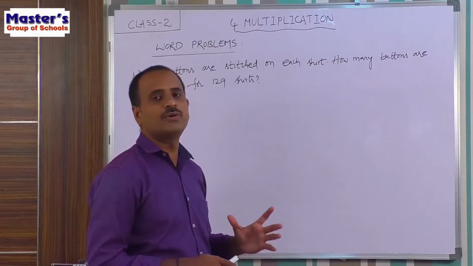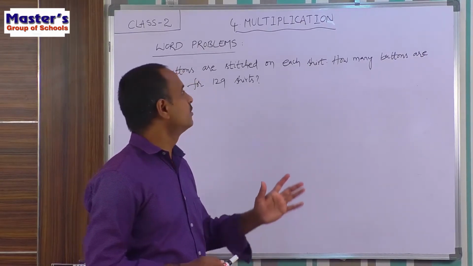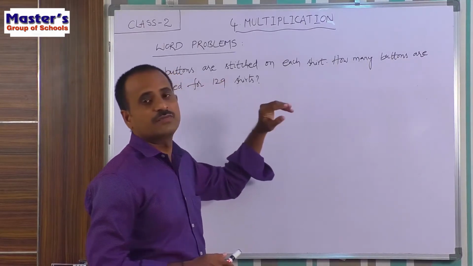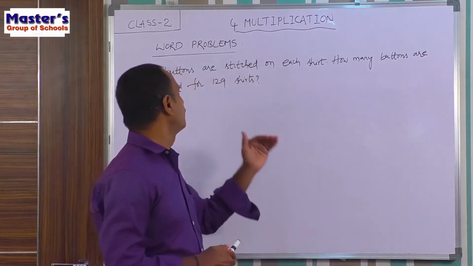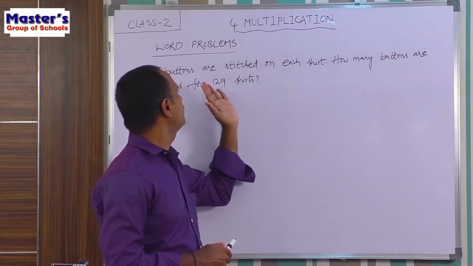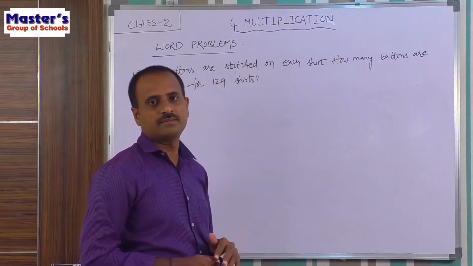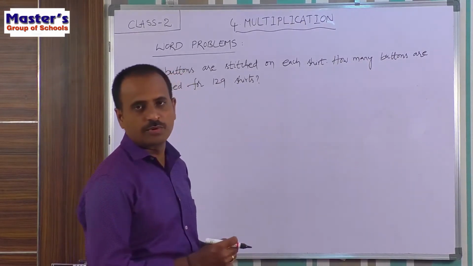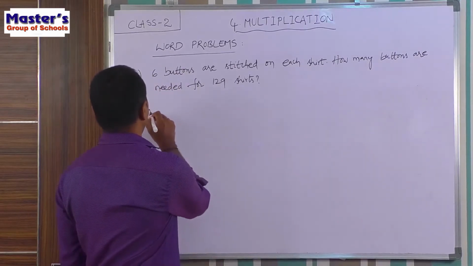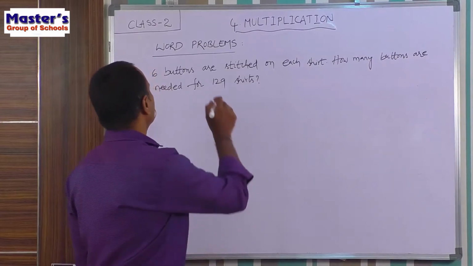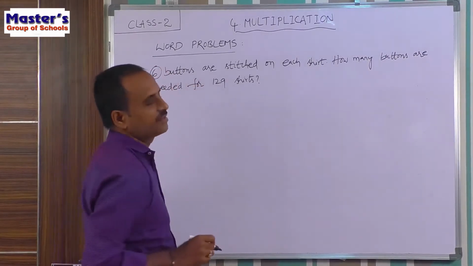So here also we have to do multiplication. That is, multiply the number of shirts with the number of buttons for each shirt. That is, multiply the number 129 with 6. So let us write the steps for the word problem. What is the first step? That is, how many buttons are there for each shirt? For each shirt there are 6 buttons.